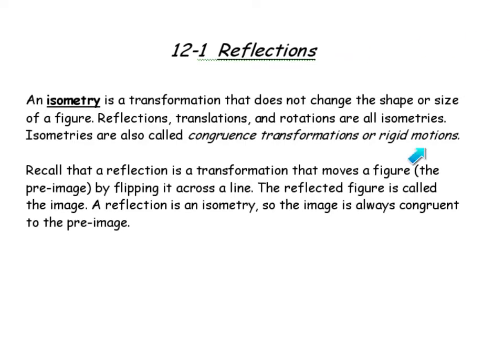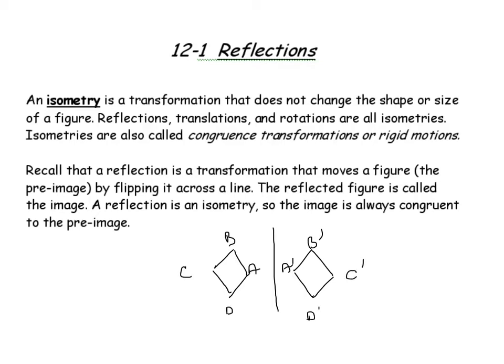These are rigid motions. I need you to remember, a reflection is a transformation that moves a figure, which is the pre-image, by flipping it across a line. So for instance, if I were to have a line here, and let's say this is my image, this is my pre-image, the reflection would flip it over this line. So if this were A, this would be A prime. If this were B, this would be B prime, C, C prime, D, and D prime, okay? A reflection is an isometry, so its image is always congruent to the pre-image.